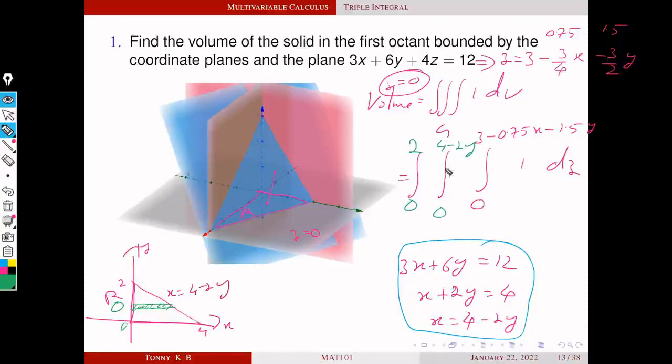Now you can easily evaluate this triple integral by integrating. One more thing: this is the limit of x, right? So the order of integration is dz dx dy. You have to evaluate in this order. First you integrate with respect to z, then with respect to x, then with respect to y.